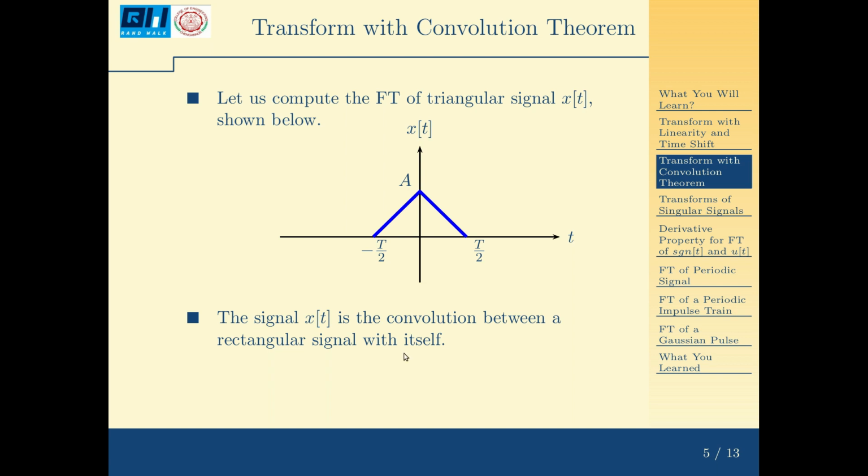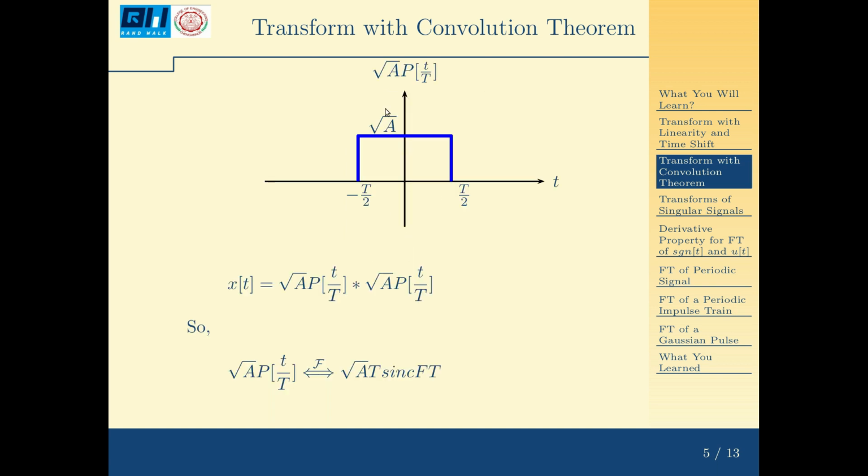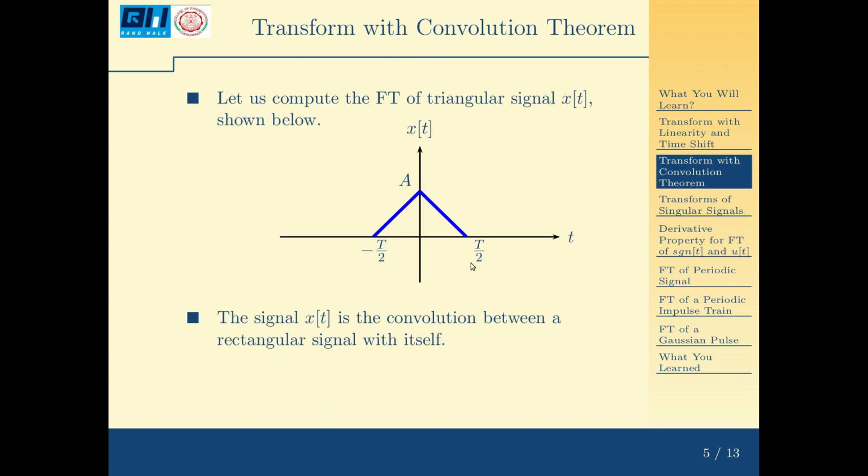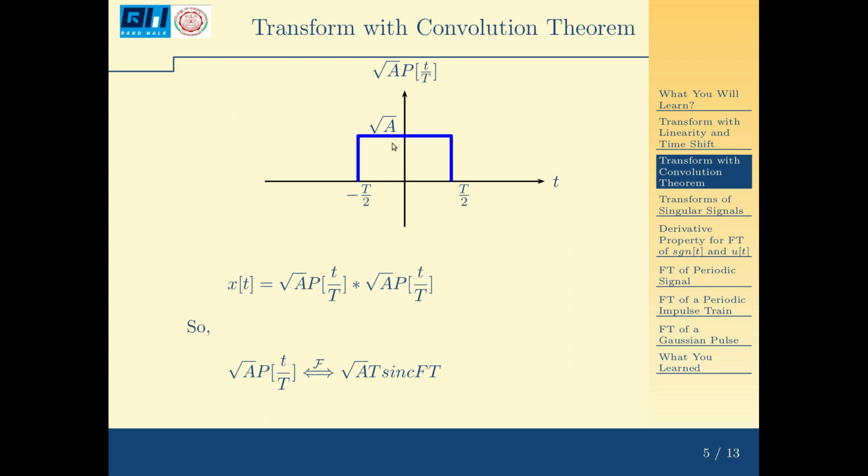Now for this signal x(t), you can perform the usual integration and all that, or else you can use the convolution theorem to get the transform very quickly. So here I use the convolution theorem. Here you can see that this is a convolution between two rectangular pulses centered at 0, of width T and height root A. So if such a pulse is convolved with itself, you get this triangular signal. If this pulse of amplitude root A, spanning from minus T/2 to T/2 centered at origin, is convolved with itself, you get this triangular signal.